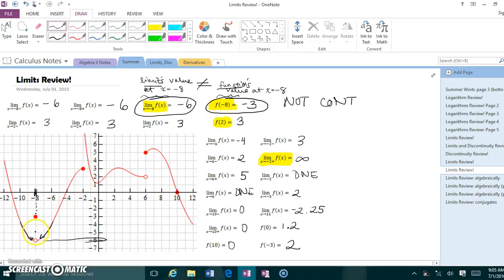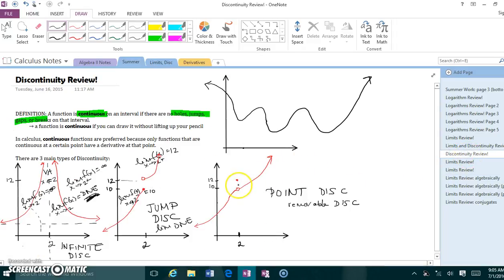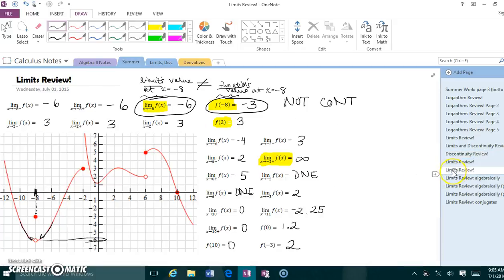And you can see it's not continuous because I have an open circle at negative 8. This is not a jump discontinuity though. This is the type right here. It's a point discontinuity because there's only a single point right there that makes it discontinuous. So there's a point discontinuity at x equals negative 8.